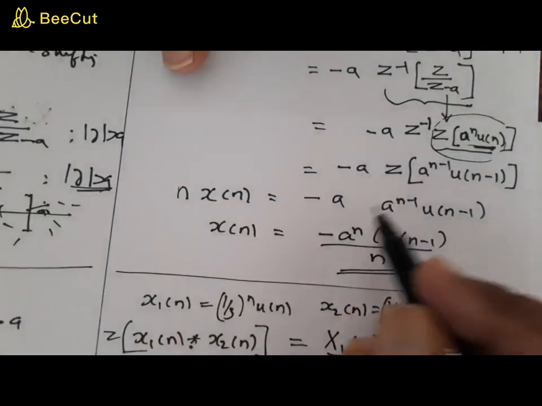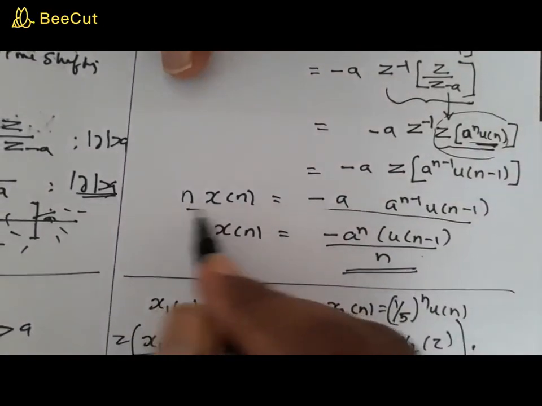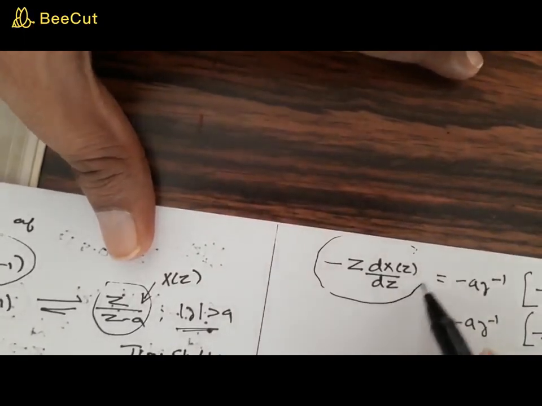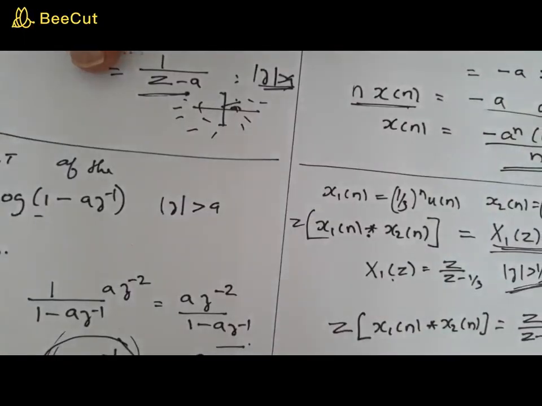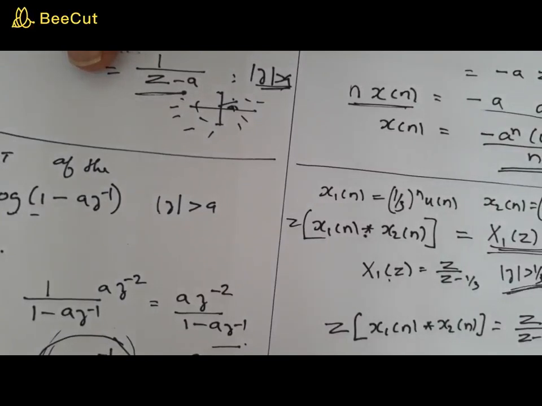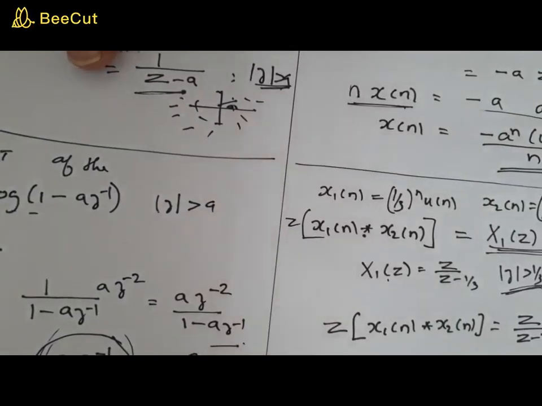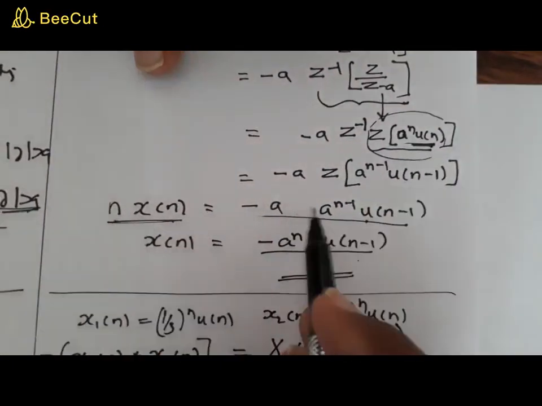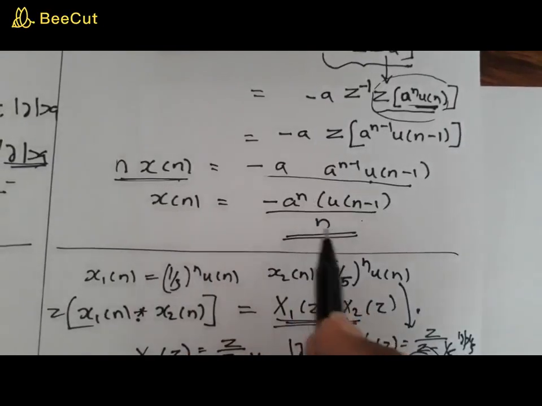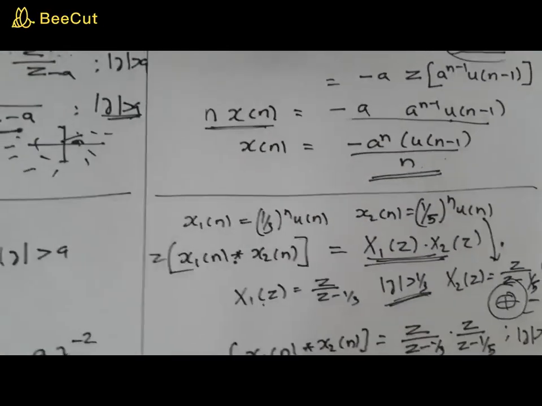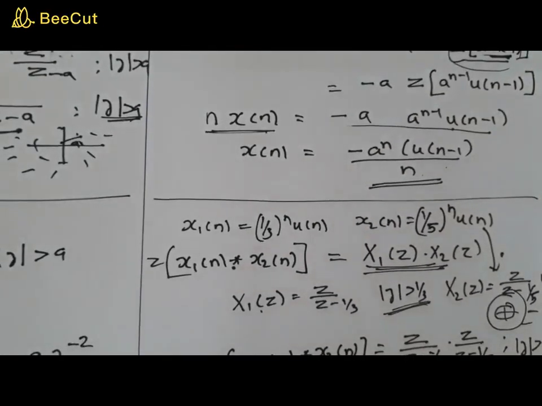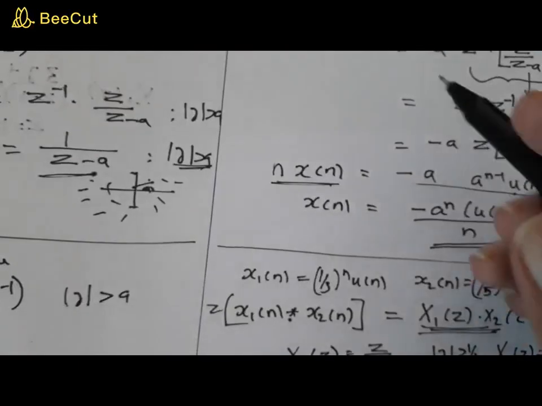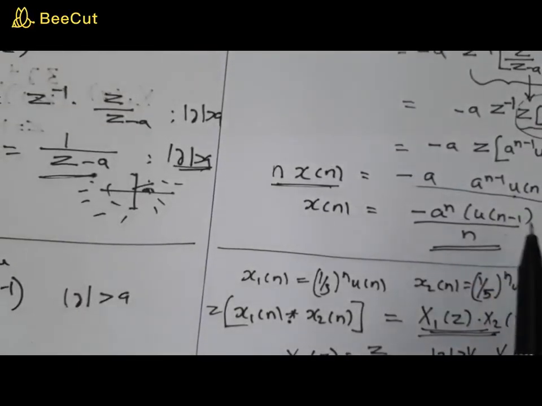This quantity will be equal to n times x of n, because we know that minus z into dX of z is actually the z transform of n into x of n. So if you get the inverse of this, what you are going to get is n into x of n. So n into x of n is this, and x of n is this divided by n. So you may just work it out by yourself and arrive at this result.